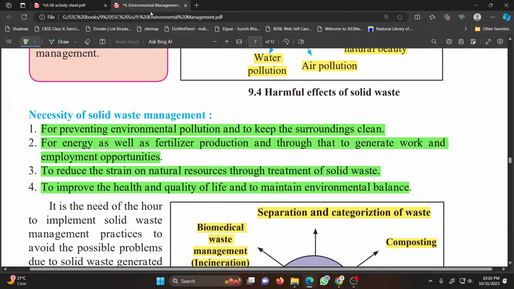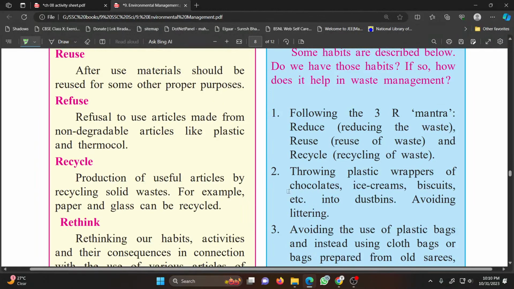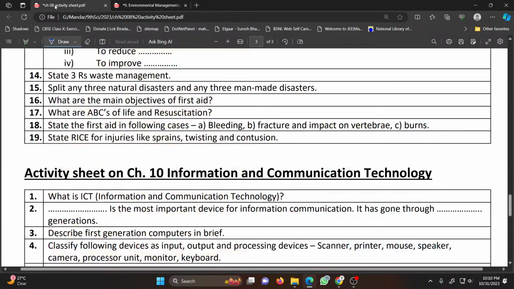State the 3 R's of waste management. The 3 R's of waste management are reduce, that means reducing the amount of waste, reuse, reuse of waste, and recycle, recycling of the waste. So reduce, reuse, recycle are the 3 R's.